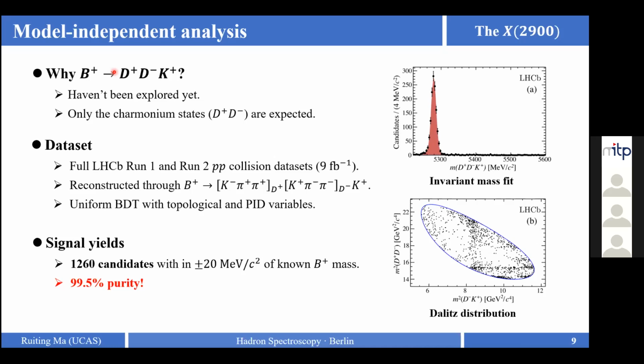For the data set, we use the full RCP Run 1 and Run 2 pp collision data set. The signal candidate is constructed through this channel. We also apply the uniform BDT with topological and PID variables to suppress the combinatorial background. And finally, we got 1,260 candidates within the B± window with about 99.5% purities. So it's indeed a data set with high statistics and high purities.